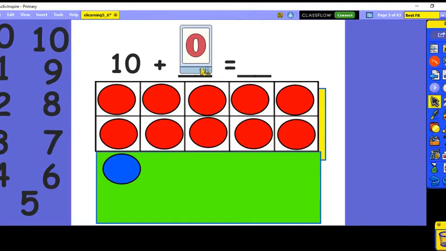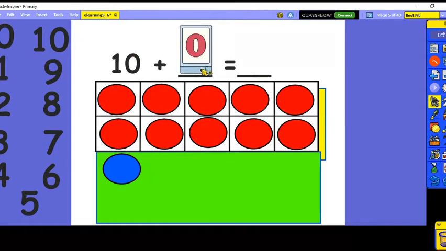Okay, let's do 10 and some more. All right, 10 and 2 more. So let's count this group of 10. 10, 11, 12. So that makes 12. So here's our 10 and 2 more. And that makes 12. 10 plus 2 equals 12.